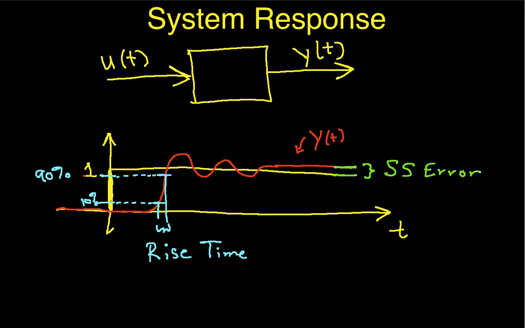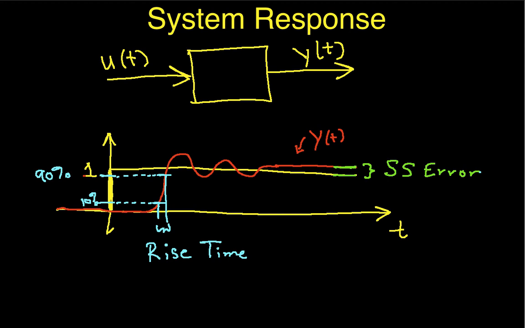Sometimes you will see a situation where you're worried also about how long it takes a signal to go from 90% down to 10%. So for example, if you have a point at which the input goes from a value of 1 to a value of 0, you want to find out how long it takes the output to fall. So that would be a fall time. And the concept is very similar to rise time.